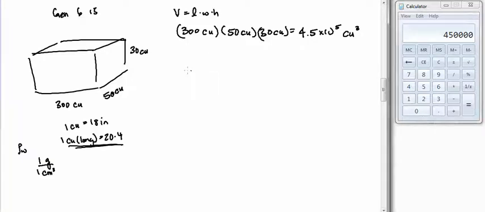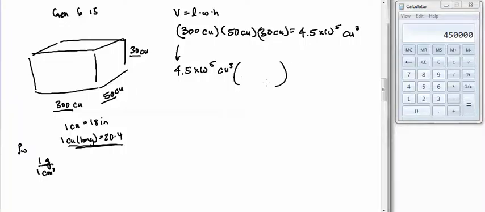All right, so I'm going with 4.5 times 10 to the 5th power, and what I'm going to assume here is that I know that I should cut this down to 1 sig fig, because they only gave me 1 sig fig here, but I'm going to do that at the very end. So 4.5 times 10 to the 5th power cubits cubed.